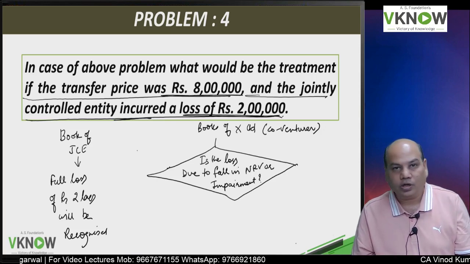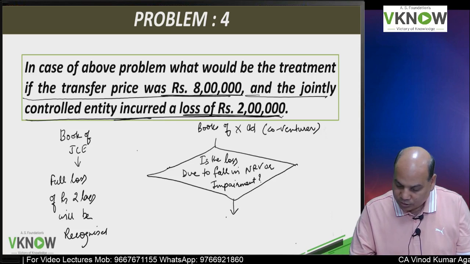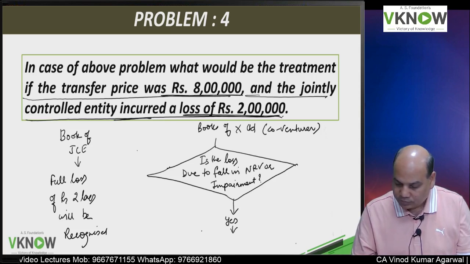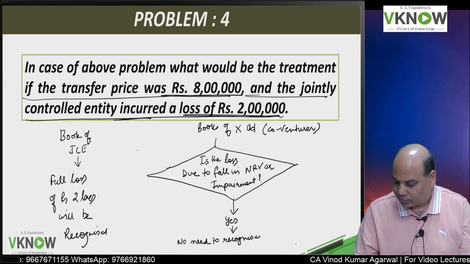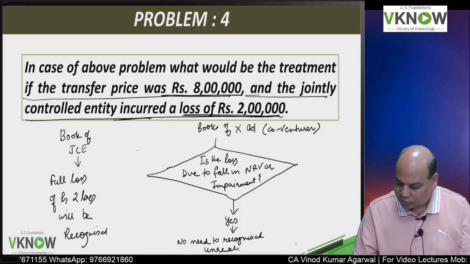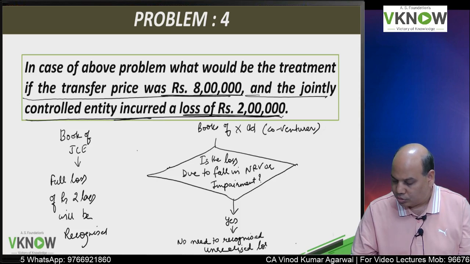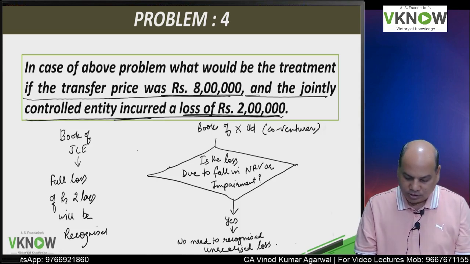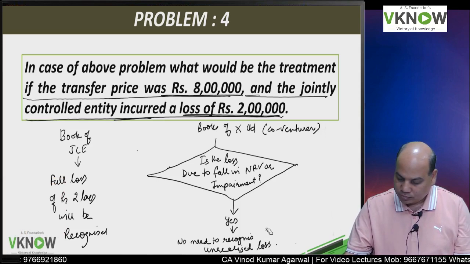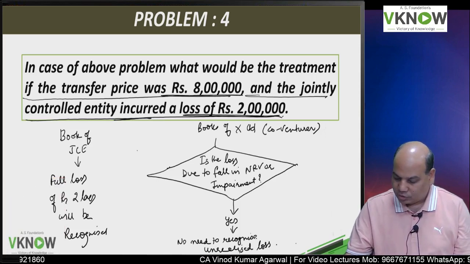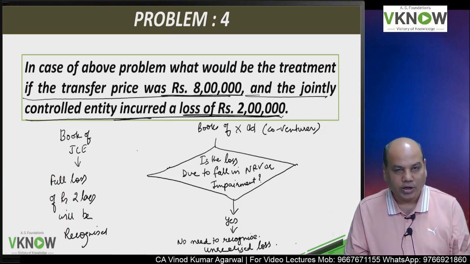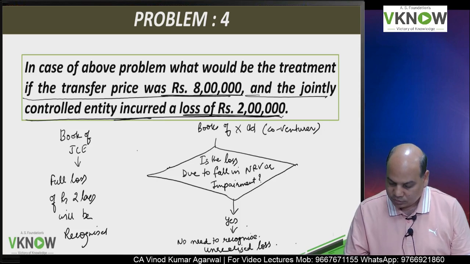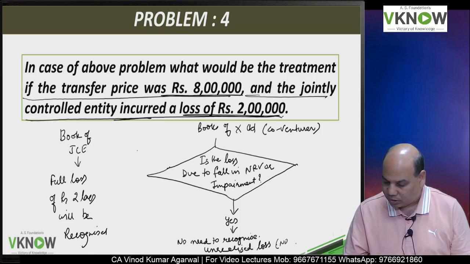Is the loss due to fall in NRV or impairment? The answer is yes. Then no need to recognize unrealized loss, which means entire loss will be recorded, no adjustment required. In bracket you can write no adjustment required.